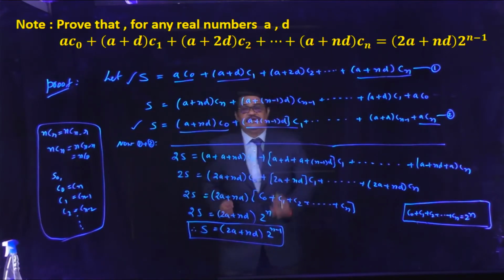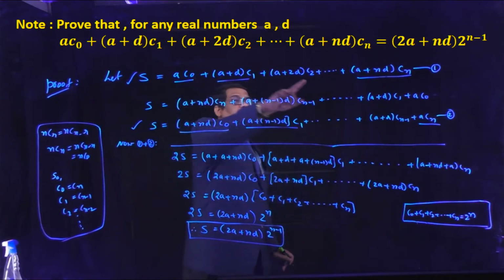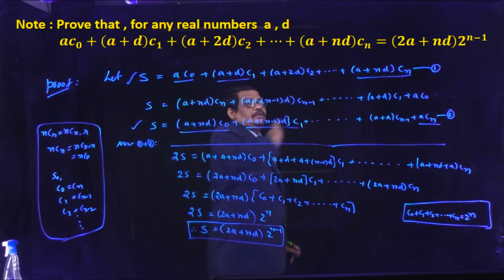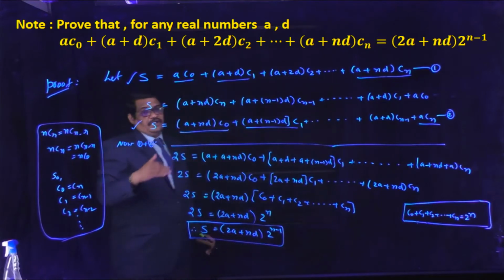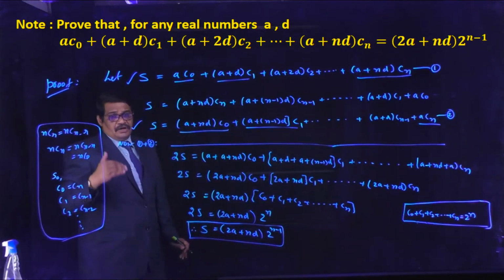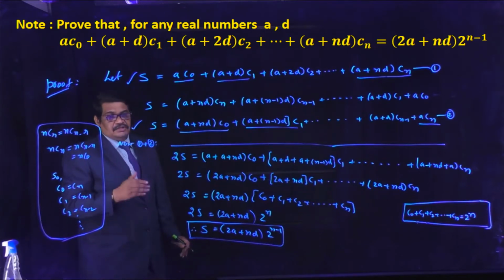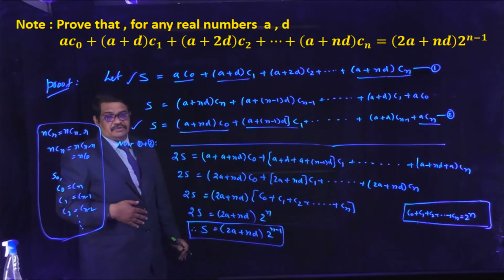So we observe that the binomial coefficients C naught, C1, C2 have multipliers A, A plus d, A plus 2d, A plus nd. These are in AP. If the multipliers of the binomial coefficients are in AP, then the result is 2A plus nd into 2 to the power of n minus 1.